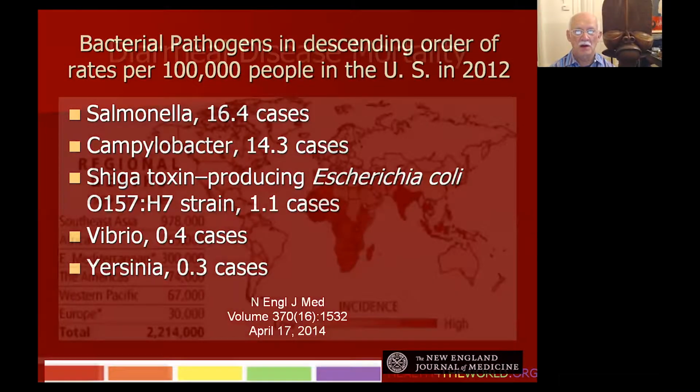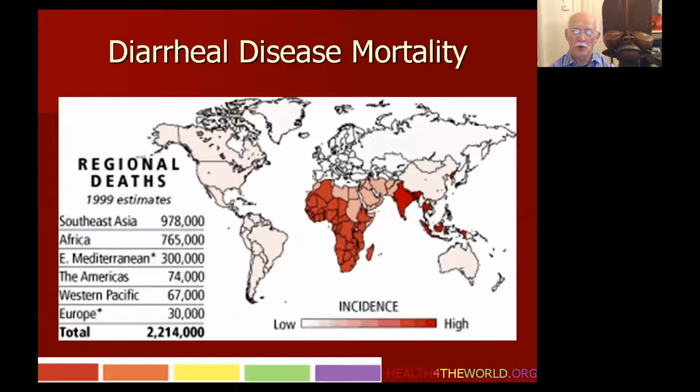The diarrheal disease mortality around the world is shown in this chart. The most numerous incidences of death relating to diarrhea occur in the Indian subcontinent and in Africa, particularly in West Africa.